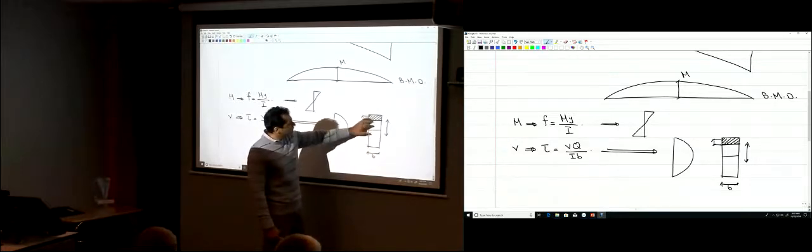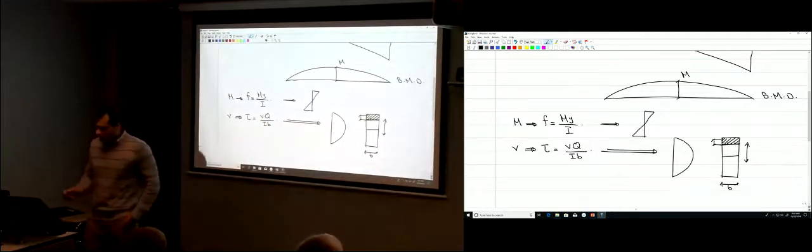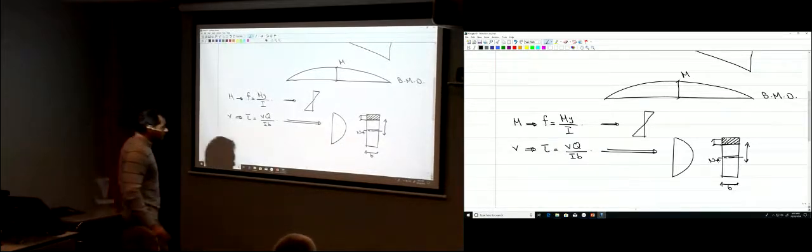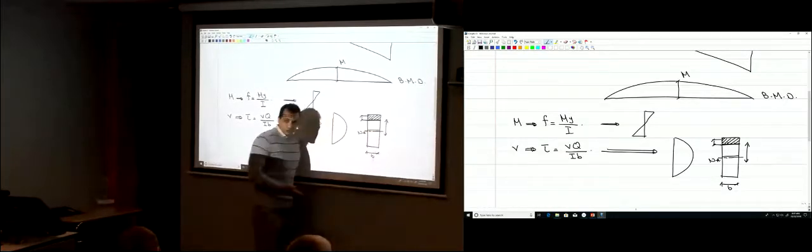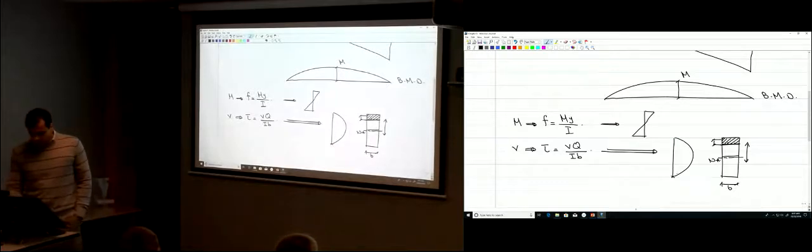If you go down, when you take the moment, you're actually taking it about the neutral axis, so the distance to the neutral axis will start decreasing. If you take the moment here, it's that area multiplied by the distance from its centroid to the neutral axis, which is 0. So that's why you have the stress here 0, and the maximum here. That's tau max, the maximum shear.